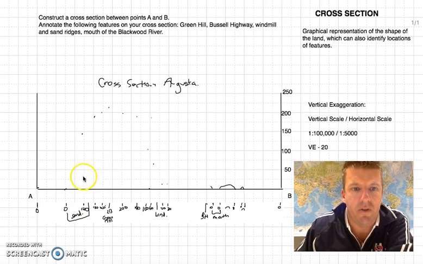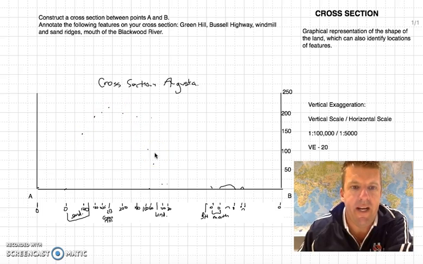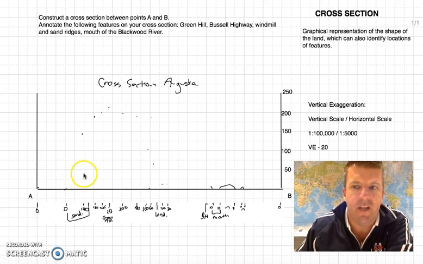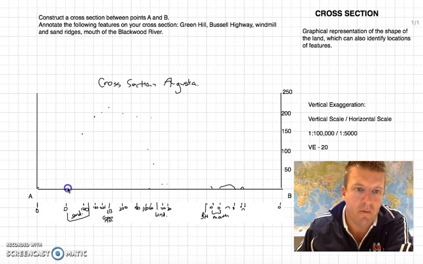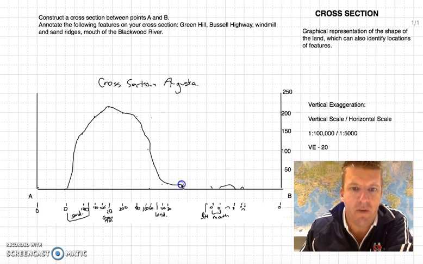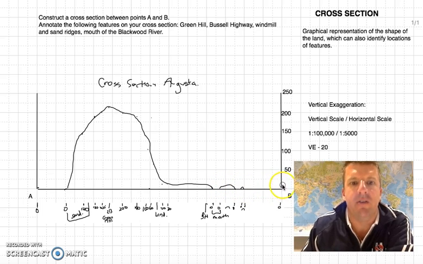Okay, so I've put my contour values in. You can see all the dots here, and then what I do is I freehand them in to get the shape of the landscape. So I'm going to freehand them in. See how I go with this. Pretty good, really. Just being careful, come down to 20 metres. So this is the flatland where Augusta's found. I've got my mouth of the Blackwood River here. I've got my section of rise land, and it drops away again, and then here's our ocean.